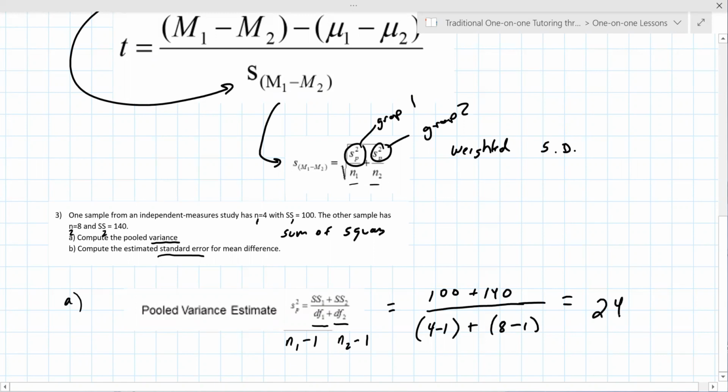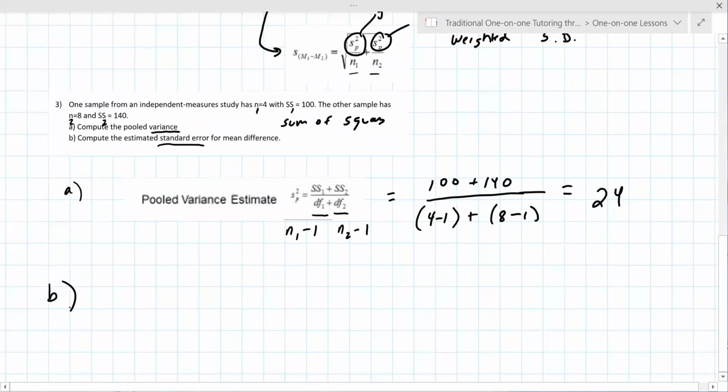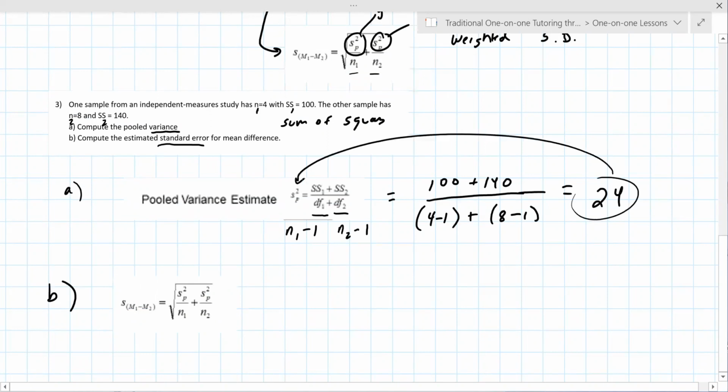Okay, so now to do part B, we do need that formula we just looked at. This value you just calculated is the s squared p. The s squared p is the same in both, and it's already squared, so you don't have to square it. But then you have to figure out what n1 and n2 are, and that comes from here and here. So that's 4, and that's 8. And you do need a square root of that.